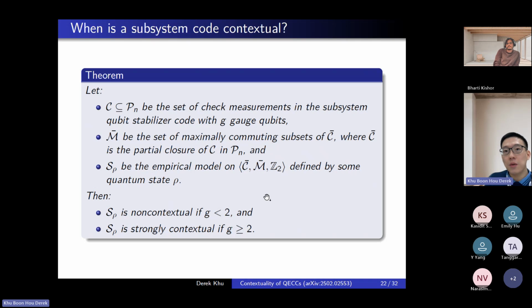And so when is a subsystem code contextual? This is a theorem we proved: if we have a set of check measurements for a G gauge qubit subsystem code, and a set of maximal commuting subsets of C bar, where C bar is the partial closure of C, and then we have some empirical model, then this empirical model must be non-contextual if there are fewer than 2 gauge qubits, so either 1 or 0. And it is strongly contextual if there are at least 2 gauge qubits.